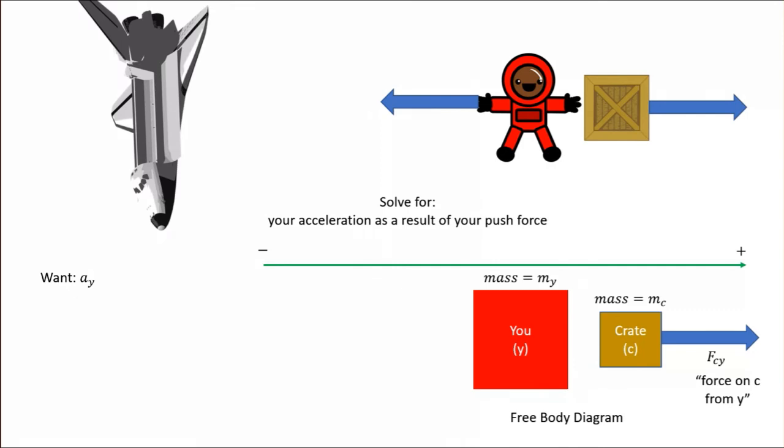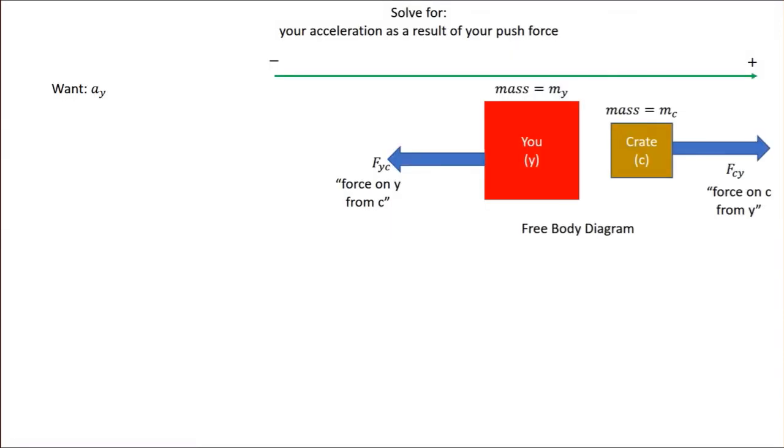Since we are in space, no other forces are acting on the crate, so let's move on and draw the forces acting on you. Since you are pushing the crate, it is pushing you, so we draw this force vector in the opposite direction, with the same magnitude, which I will label F sub yc, which we read as the force acting on you from the crate. Wonderful. We now have our diagram. Next, it's time to write out some equations. First, the two forces are equal and opposite, so we can write that like this. F sub yc equals negative F sub cy.